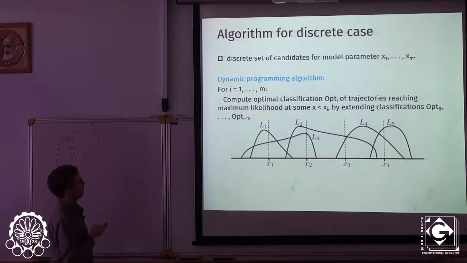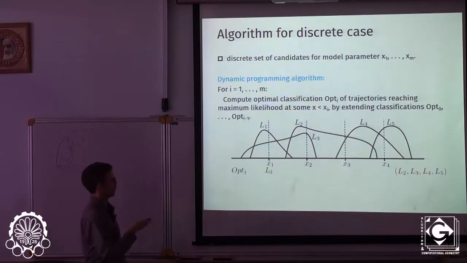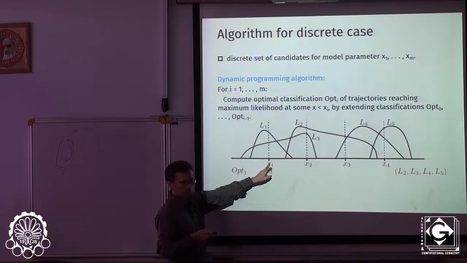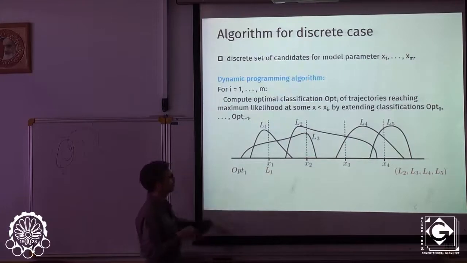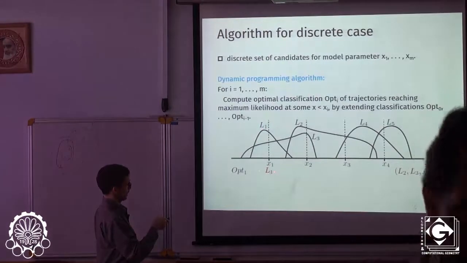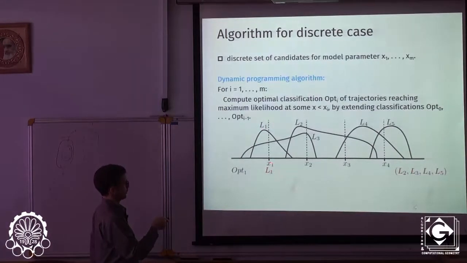So if I have a discrete set of candidate values, then again I get a simple dynamic programming approach where I compute the optimal classification using the first i values. So let me do that by example. If I only allow this parameter, then since L1 has a maximum to the left of it, and this is the first one, certainly L1 would fall into the class of X1.